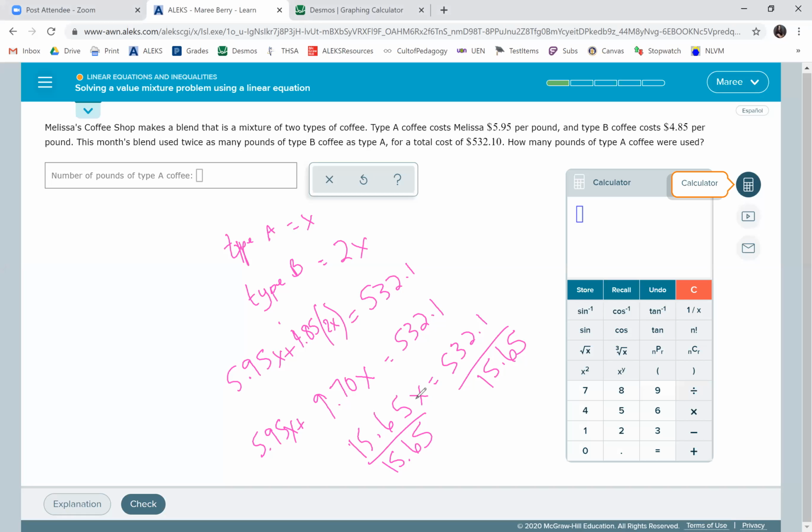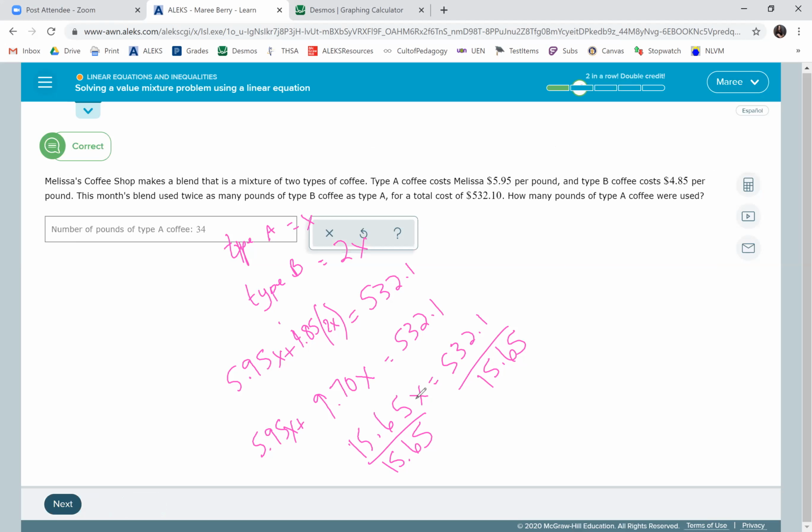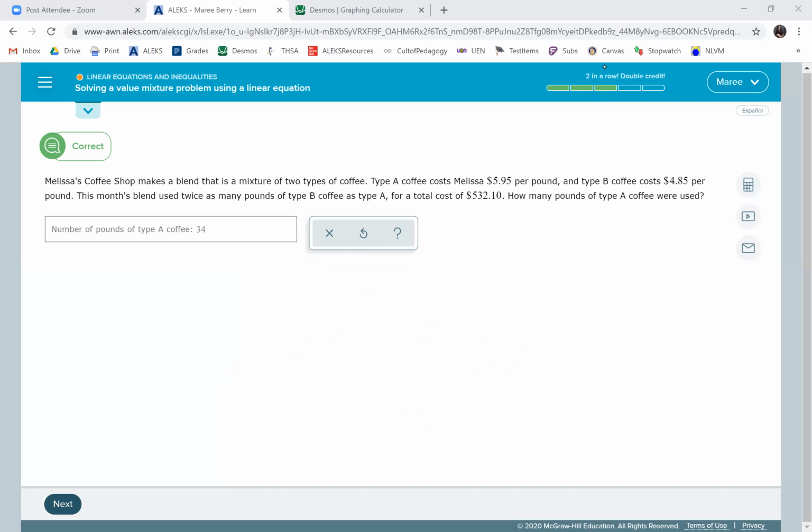So if we do 532.1 divided by 15.65, we get 34. So then we'll go ahead and type in 34. That's how many pounds of the first one. Okay, let me do one more. We'll do one more.